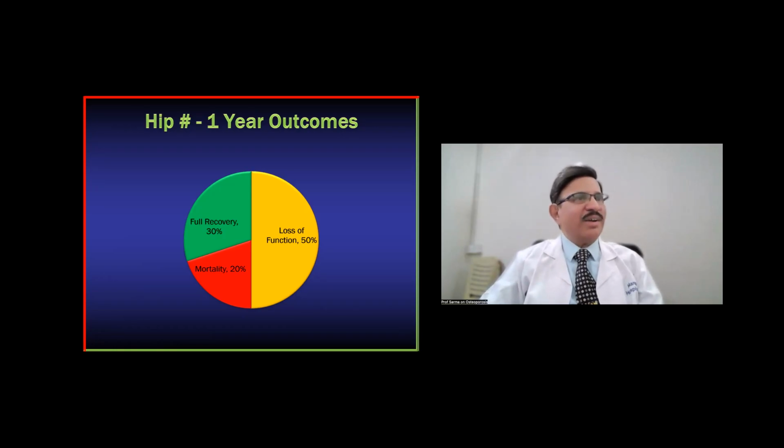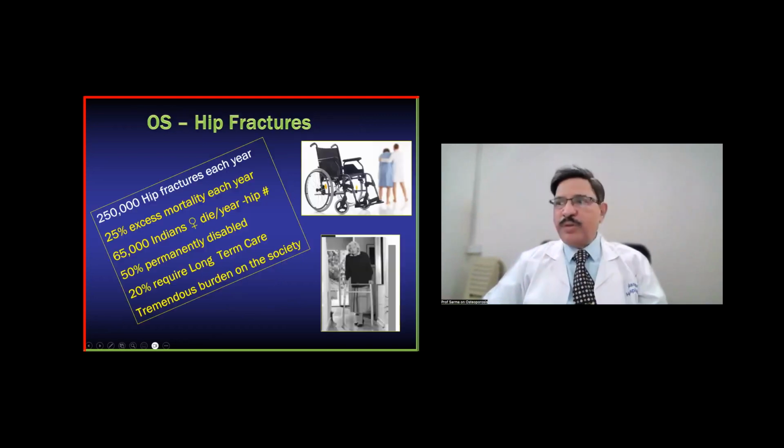No PAN card, no Aadhaar card, nothing. 20%. Full recovery is possible with good care only in 30%. The 1 year outcomes are drastically frightening when you look at the 1 year outcomes of hip fractures. Okay.